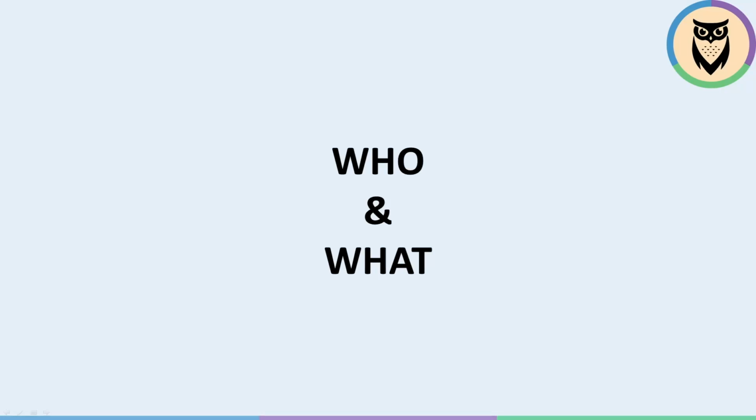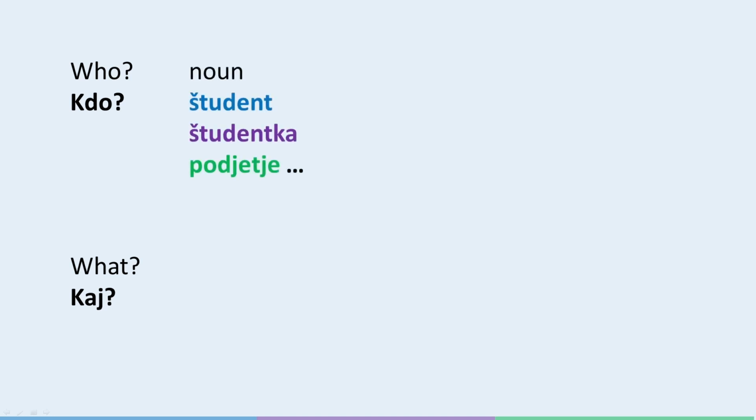Hi everyone, today we'll have a look at the question words who and what in Slovene. Who is kdo? The K and the D together are pronounced as a G, kdo. And what is kaj?